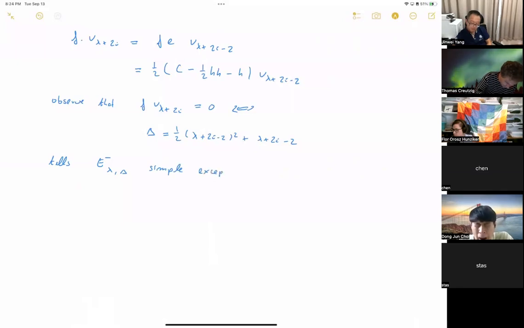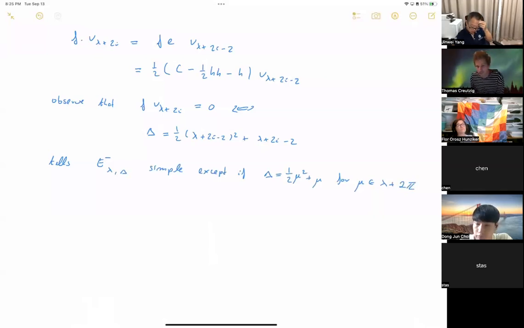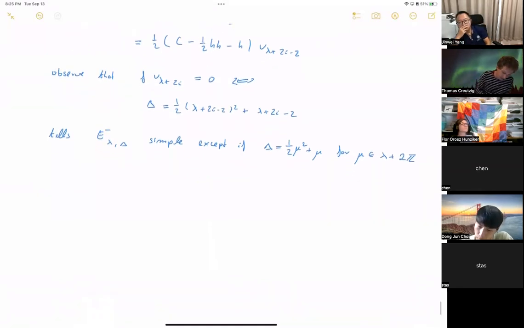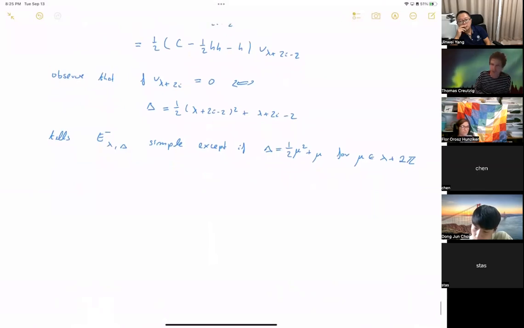except if I choose the Casimir eigenvalue to be of the form 1/2 mu squared plus mu, for mu in the same coset of the root lattice as lambda. And with my normalizations, the root lattice is identified with the even integers. I used a little bit unusual conventions so that I don't have to write square roots.